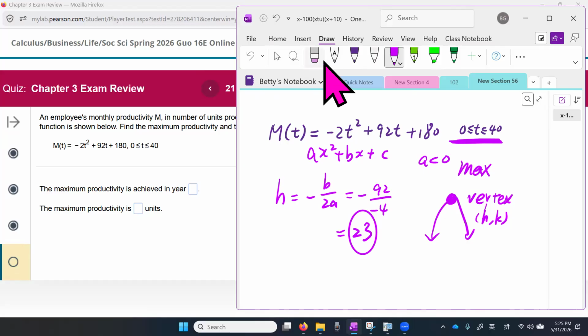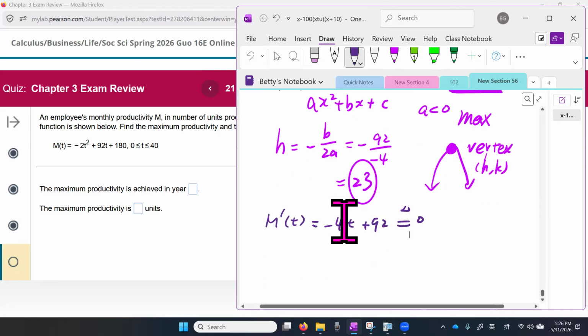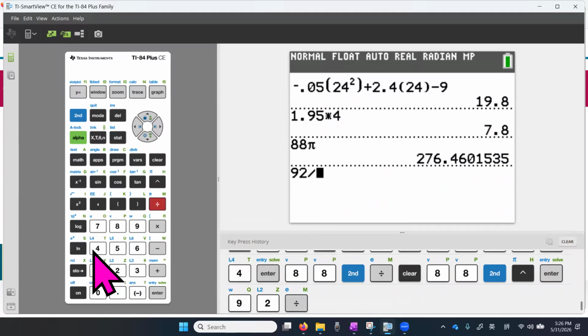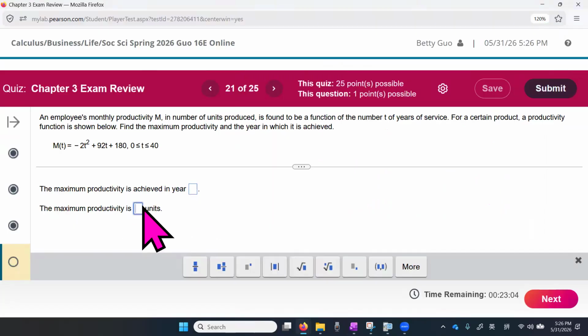So of course we can use the derivative method, right? With the derivative, we have negative 4t plus 92. Make it be 0. We have 4t equals 92. t equals 92 over 4, which is 23. Okay. So the maximum productivity, plugging in again.